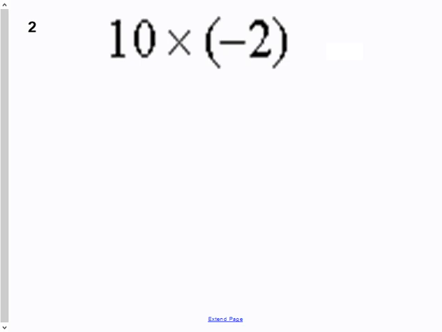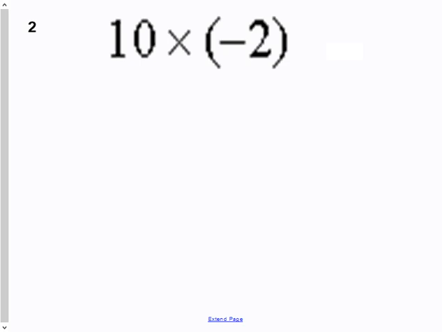Question number 2 is a multiplication question. And before you start tackling this question, let me give you a reminder. There are multiplication and division sign rules, and they have to do with same signs versus different signs. What happens when you multiply same signs together, and what happens when you multiply different signs together. So go ahead and take your time and do that question. When you're ready, press unpause and see if you did it correctly.